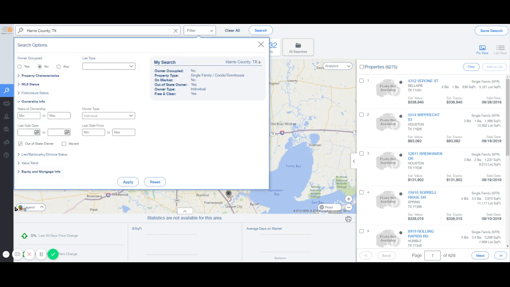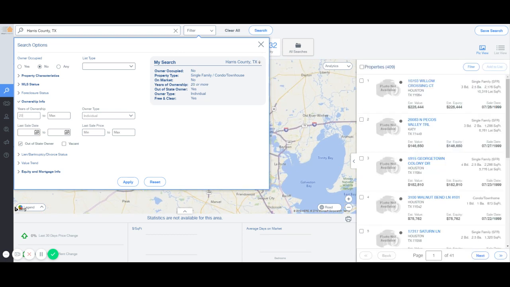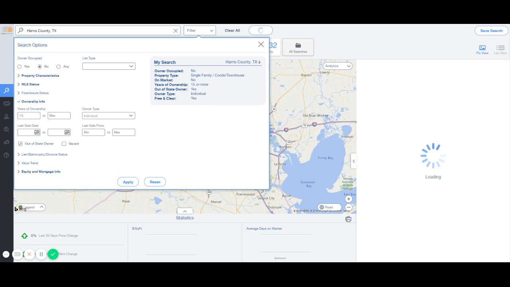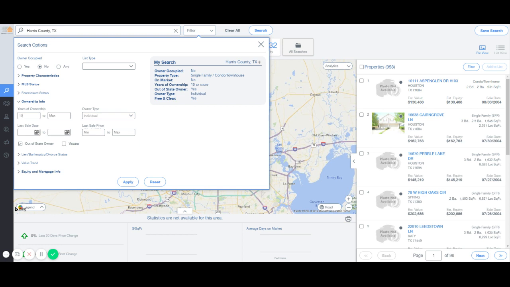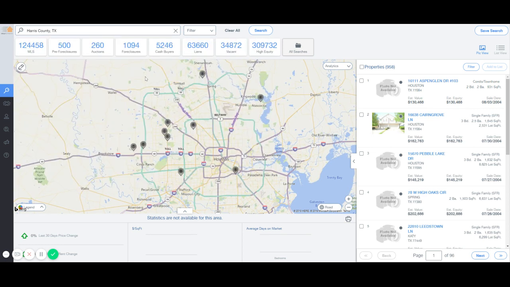From here on out, I would just keep playing with the years of ownership, see how long they've owned the home. Let's just start with a large number, 20. Oh wow, it jumps to 409. Let's go to 15. And see right here, this would be a good list. I think this would be a very good list to pull to do a drip, free and clear. They've owned the home for 15 years.